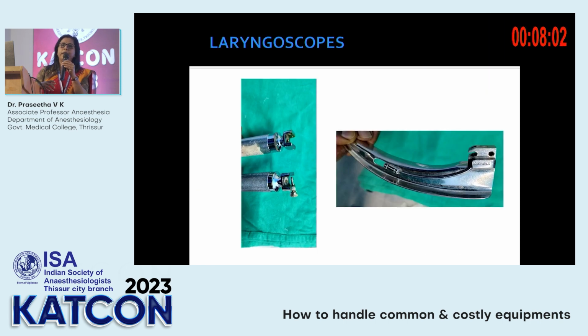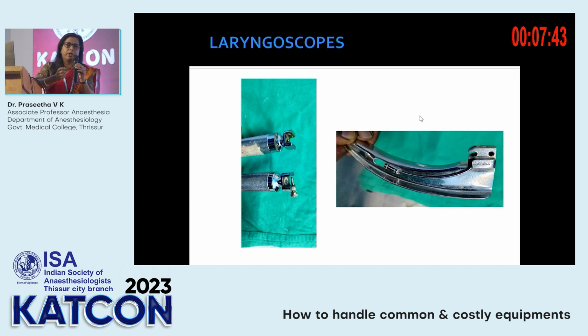So this is a very common equipment that you use regularly, and you can see on the right hand side a Macintosh blade with a missing light bulb. Whenever a direct laryngoscope doesn't work, what do we do? The common thing is we try to change the batteries.